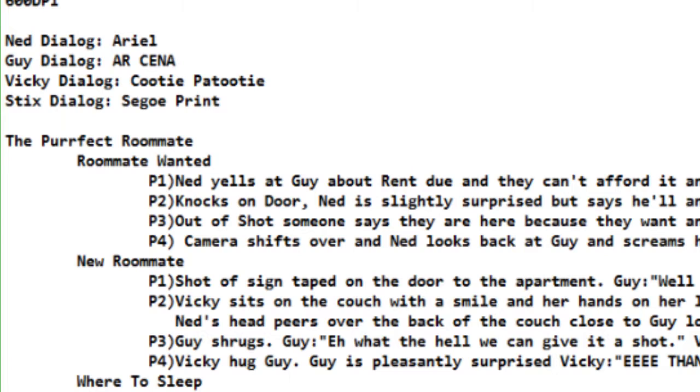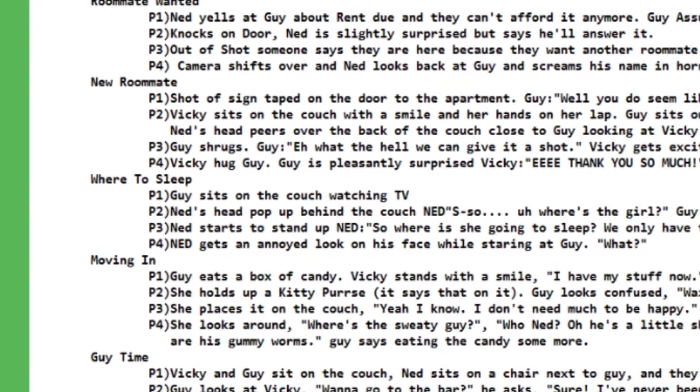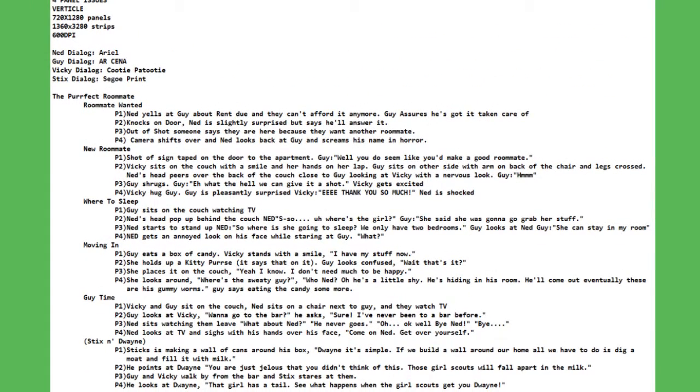I started off by making the first issue, and then I made, let's see, which one did I make next? I think I made Where to Sleep. Yeah, I made that one. And then as time went on, I started filling in between those, because I have a whole lot more than just this right now.